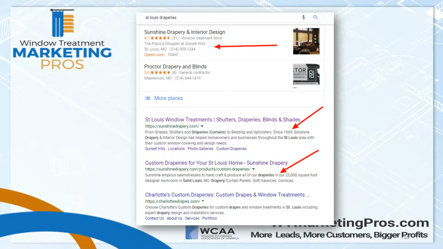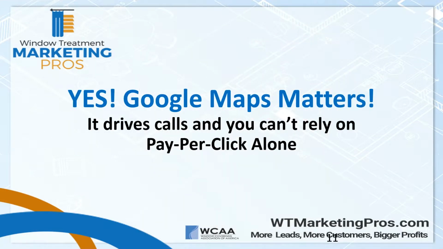Here's an example of another company who is ranking right there at the top, 31 reviews. These guys, Procter Drapery, with 4 reviews, don't have a chance against 31. And then they're also in the organic rankings as well. So yes, it's very important. It's very much a part of your strategy that Google Maps is important and should be in there.